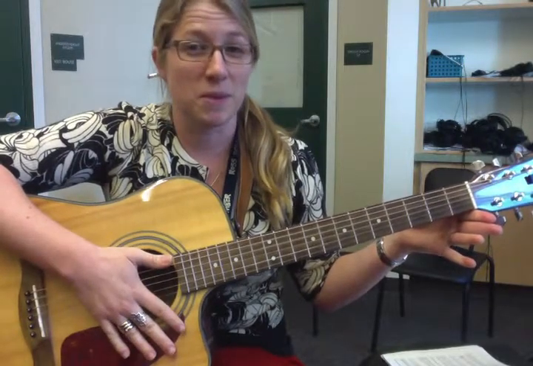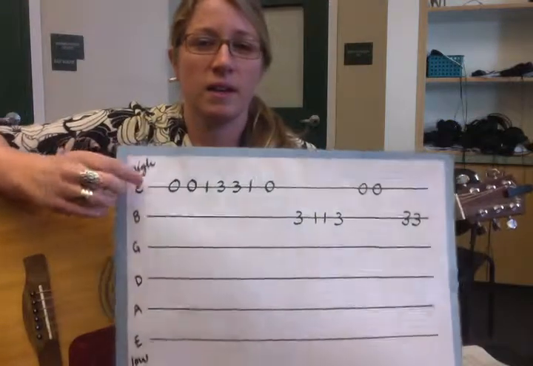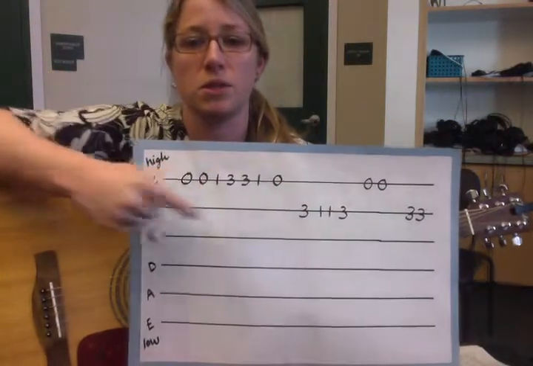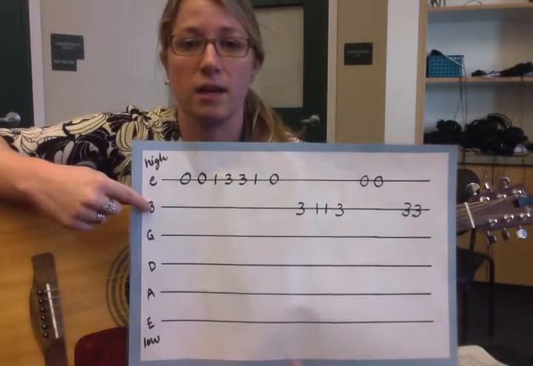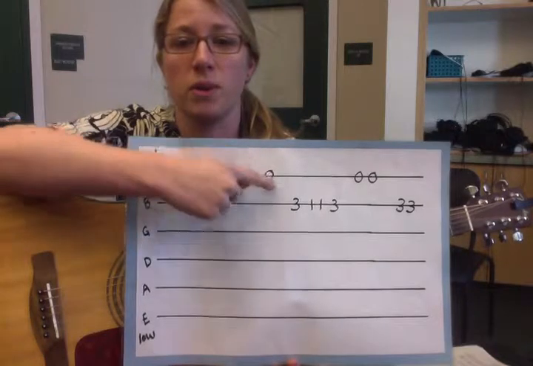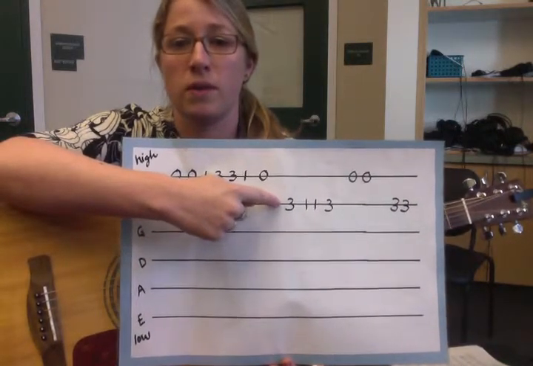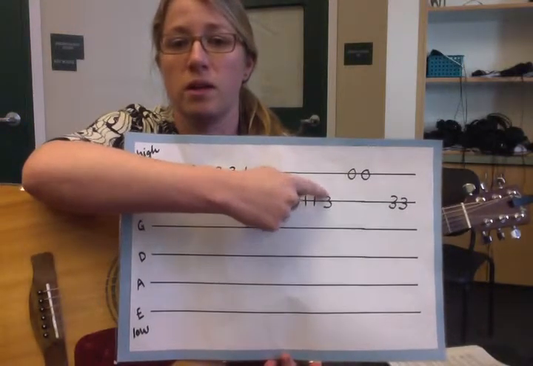This might be sounding familiar to you, but let's keep going. I've gotten to the end of this little section, and you can see now that the numbers jump down to the second string. Okay, they're written on the second line. So that means I'm going to switch where I'm playing. I'm going to switch to the second string, and I'm going to play with fingers on 3rd fret, 1st fret, 1st fret, 3rd fret.